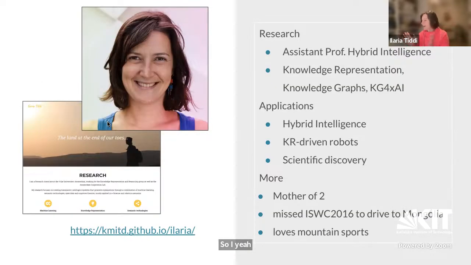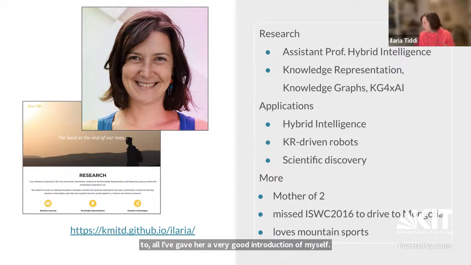Olaf gave a very good introduction of myself. As I said, I'm an assistant professor in hybrid intelligence. My background is in knowledge representation and knowledge graphs for explainable AI. These days, I'm mostly focusing my use cases around hybrid intelligence, which you will hear a bit more about later on, knowledge representation-driven robotics, and also scientific assistance and scientific discovery.